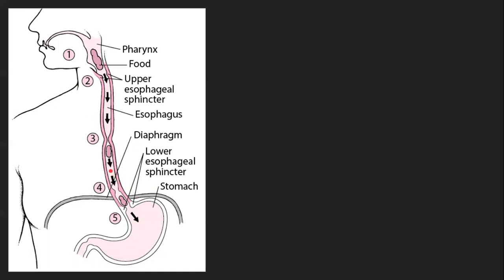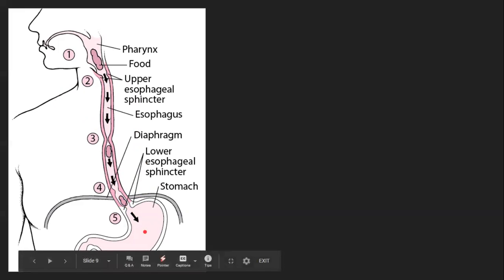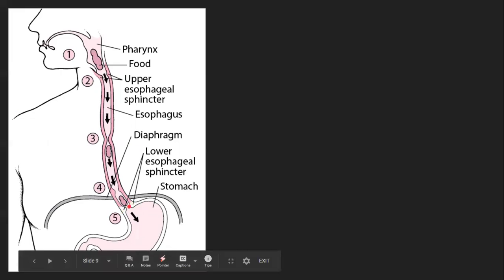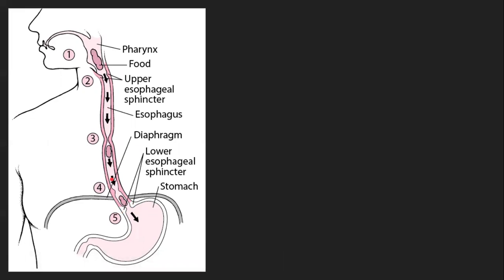So let's say the food goes all the way down and ends up in the stomach. Well, then this lower esophageal sphincter basically closes off. It stays shut. So why is that important? Because you don't want the food in the stomach and the acid in the stomach to start going back up into the esophagus.